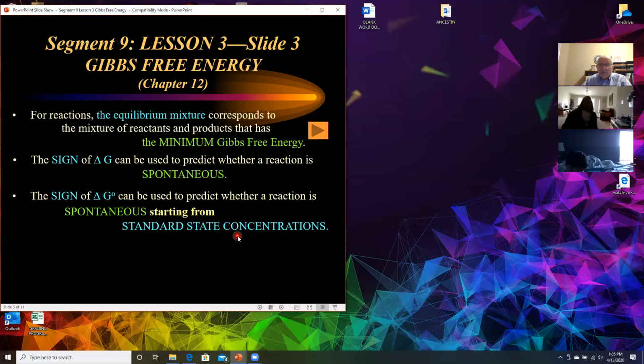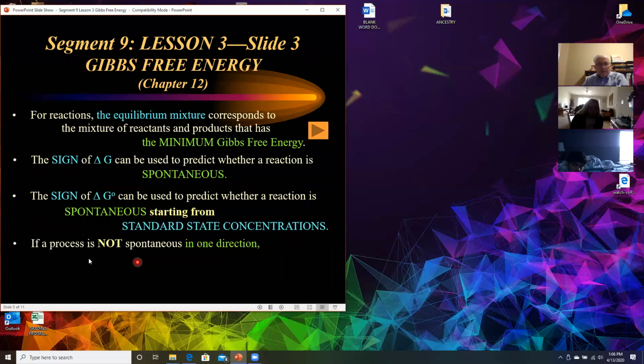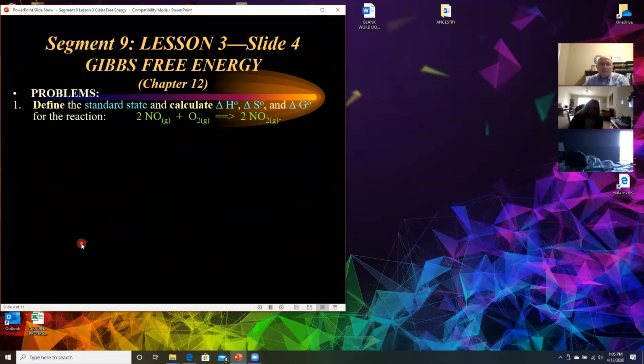Now, when we looked at this one, remember if we're at the standard concentration values, the delta G would be 0. Delta G superscript would be 0 at that point. Now, if the process is not spontaneous in one direction, it is spontaneous in the other direction. Remember, when you change the direction of a reaction, you change the sign of all of its functions. All the state functions would change signs.